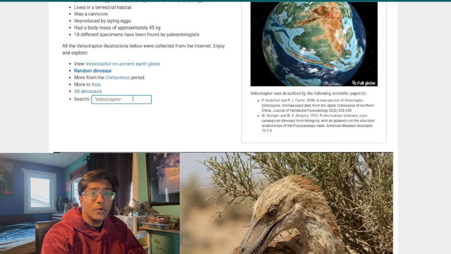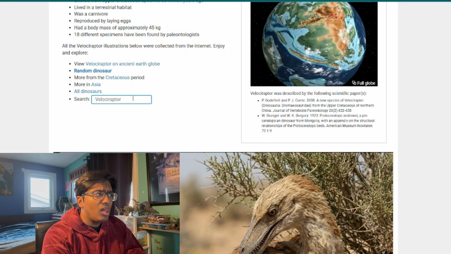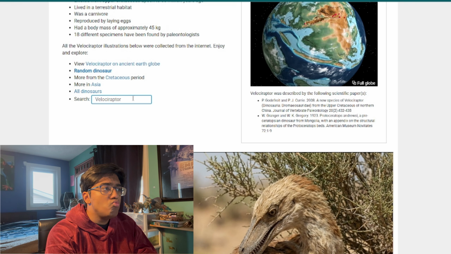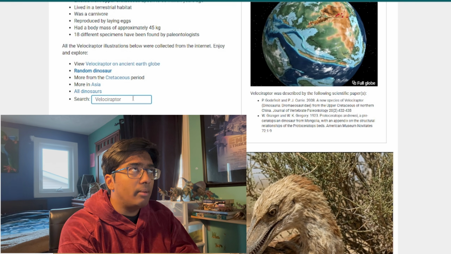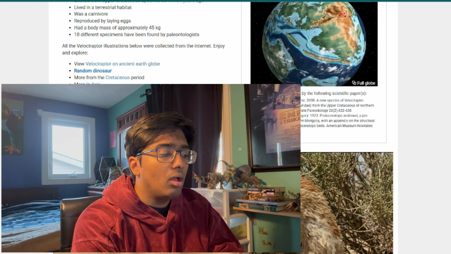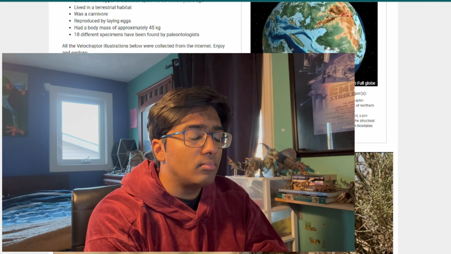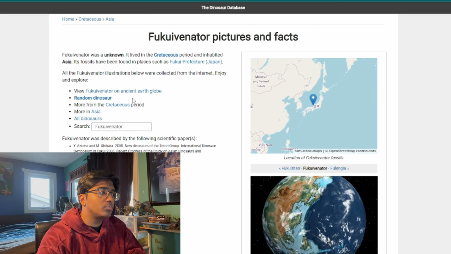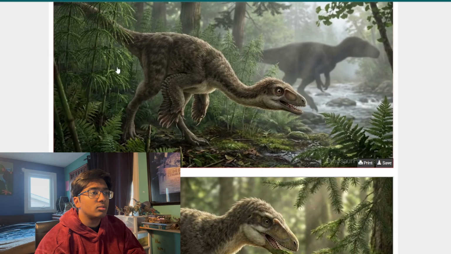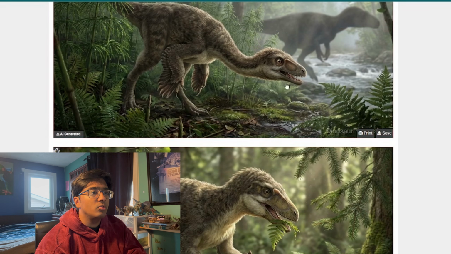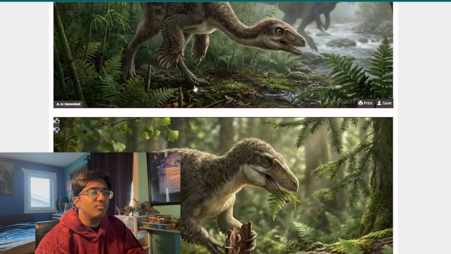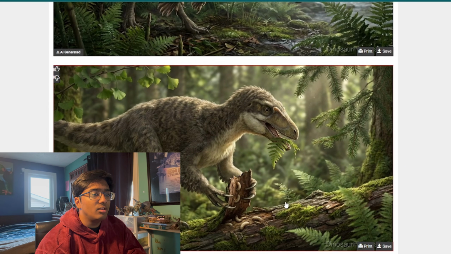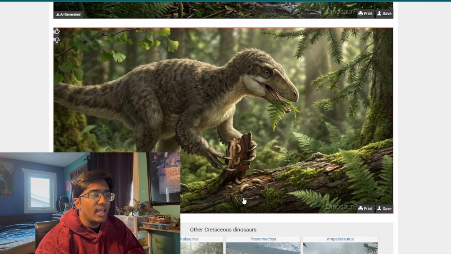Let's look at another obscure one. Let's do... Fukuivenator. Those look nothing alike. Like, what? These look like Pokemon evolutions. Like, this evolves into this. What is going on? And what are those grubs? That's nasty.